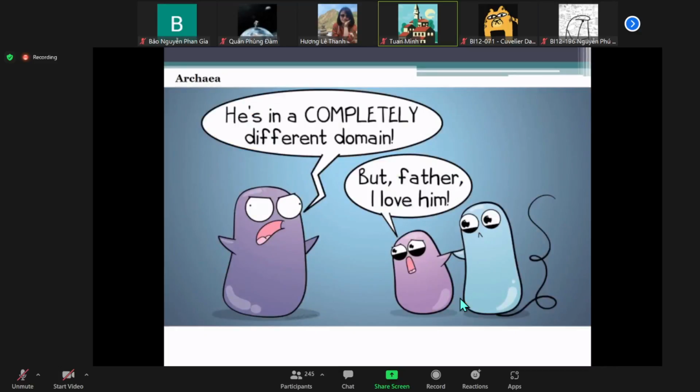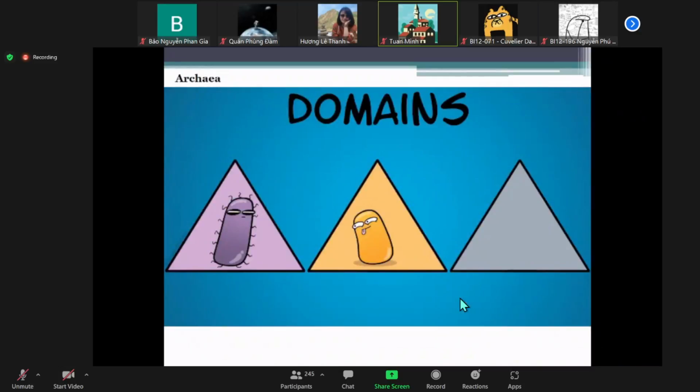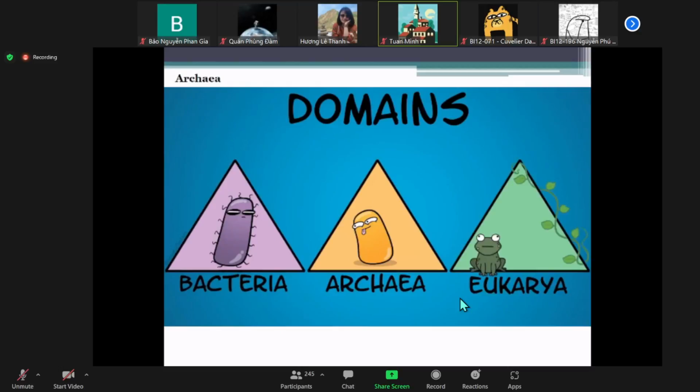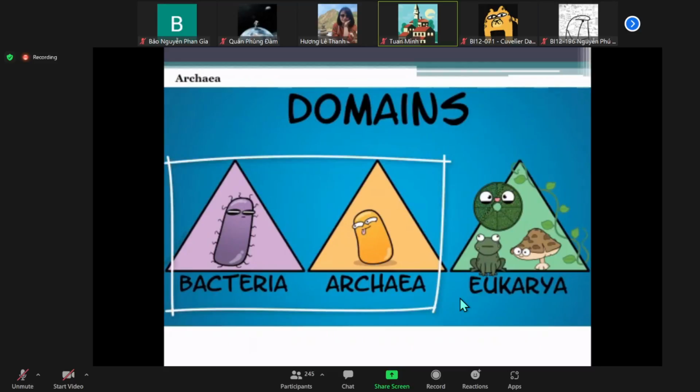Still, bacteria and archaea are two completely different domains in the three-domain system. That's a pretty big separation. What makes them different? In the three-domain system, you have the domain Bacteria, the domain Archaea, and then the domain Eukarya, which has all the eukaryotes: plants, animals, fungi, protists. So let's look at the difference between bacteria and archaea.